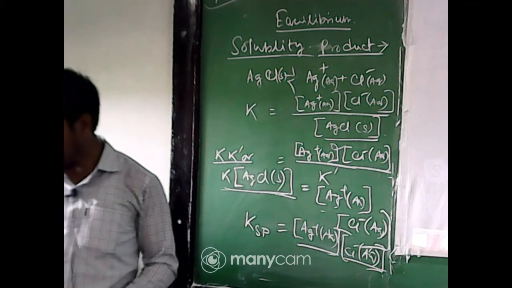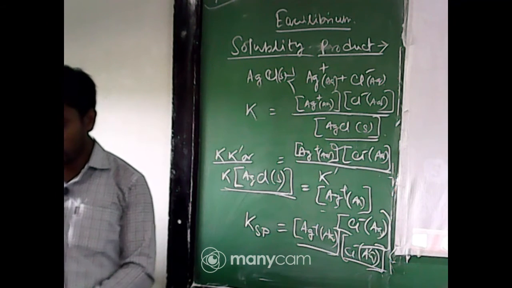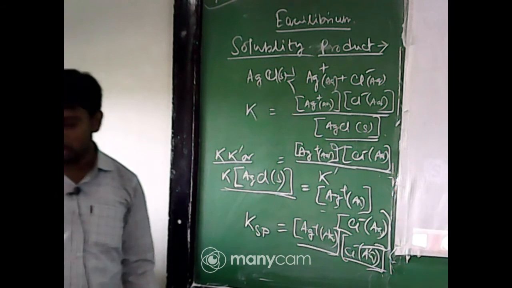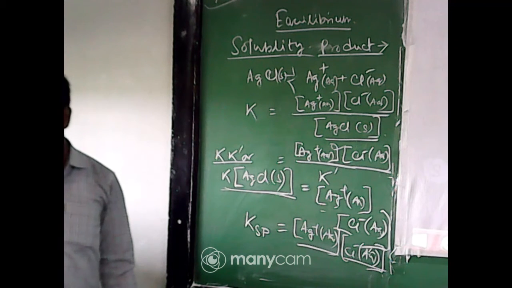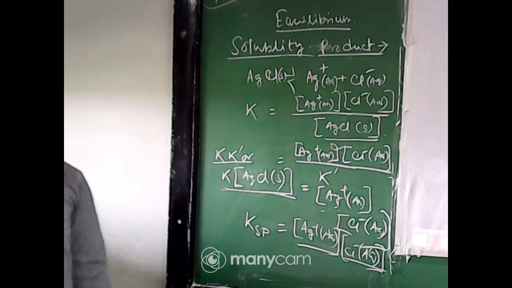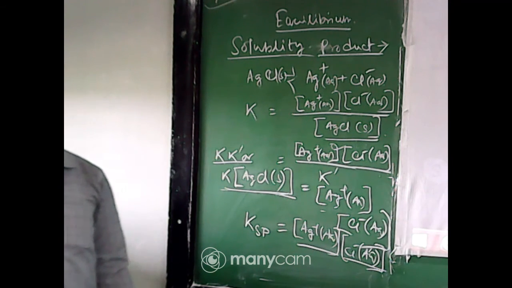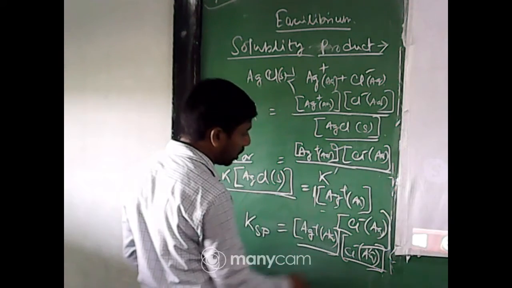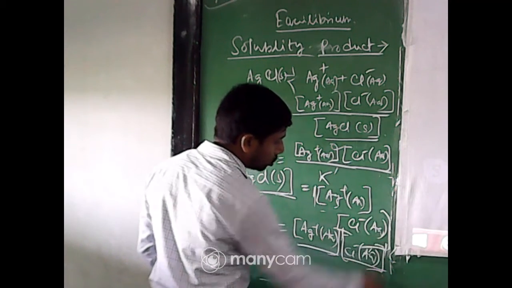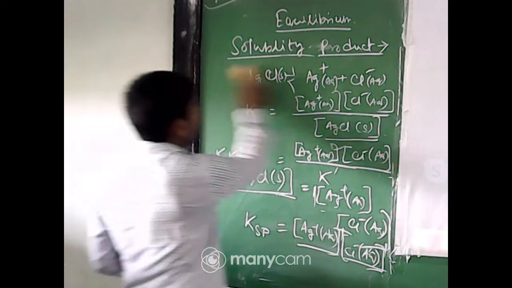So, Ksp, the solubility product, is the product of the concentrations of the ions of the salt in its saturated solution at a given temperature. These are very important: raised to the power of the number of ions produced by the dissociation. Here the number of ions is 1, here also 1, here also 1. When we come to the later section, it will be more clear to you.